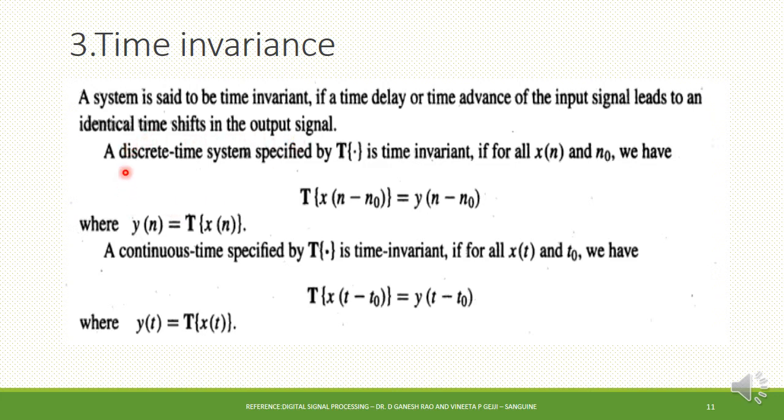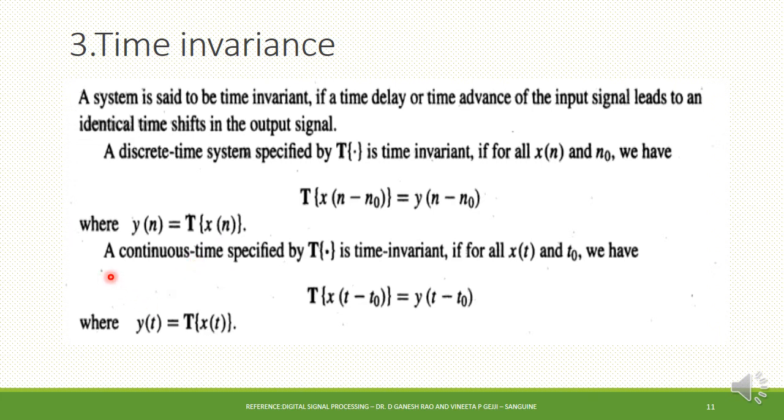For example, the discrete time system T is time invariant if for all x of n and n naught we have T of x of n minus n naught is equal to y of n minus n naught. That means if you give the input as n minus n naught, in the same way you are going to get the output at n minus n naught, where y of n is equal to T of x of n. What is your y of n? y of n is equal to T of x of n.